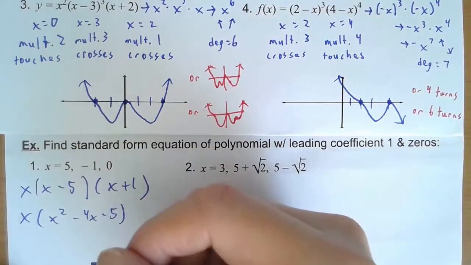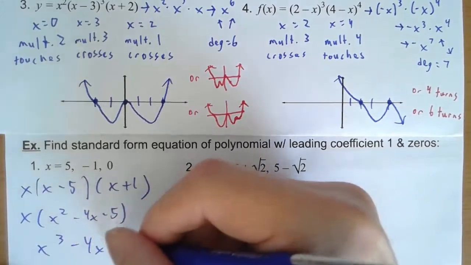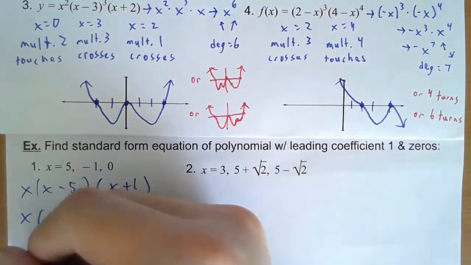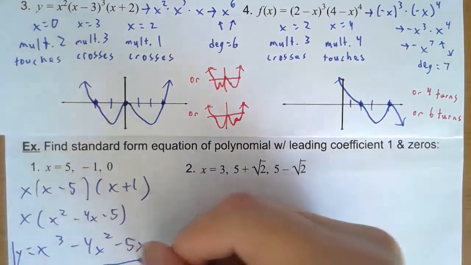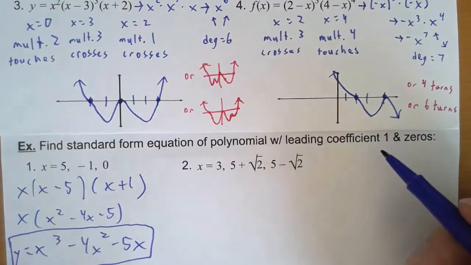And then distribute your x through. So we've got x cubed minus 4x squared minus 5x, and it's set an equation, so we should call it y equals. Okay.